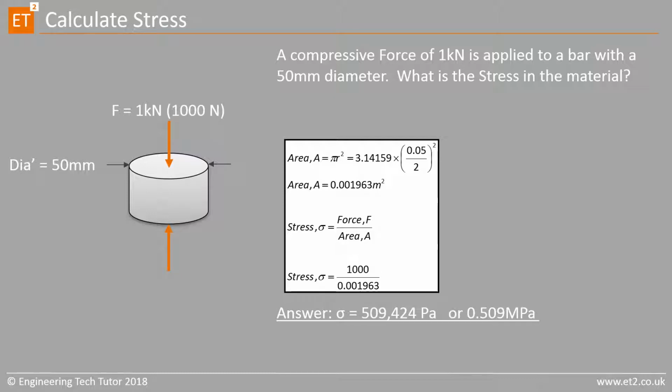It's not normally typical in engineering to write it down in this way because well, it's quite an unwieldy number. What's quite typical is we would then convert this into megapascals, which is 1 million pascals, and that gives us a slightly easier to write answer of 0.509 megapascals.